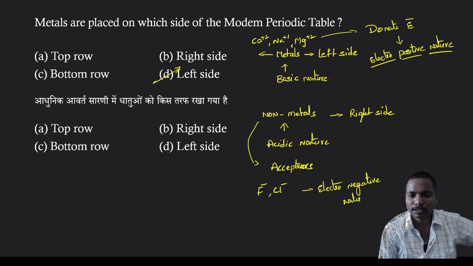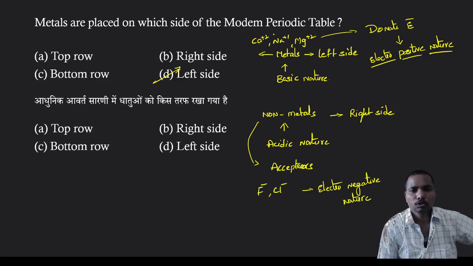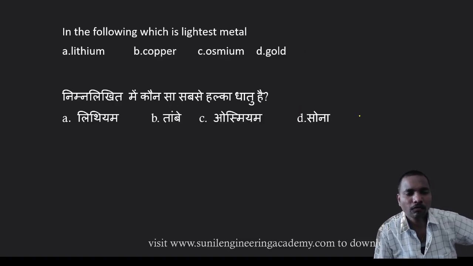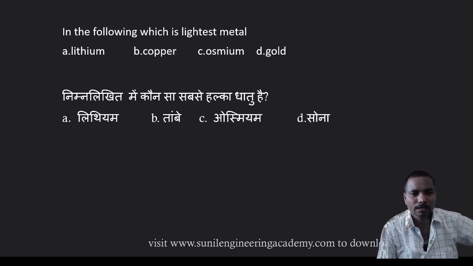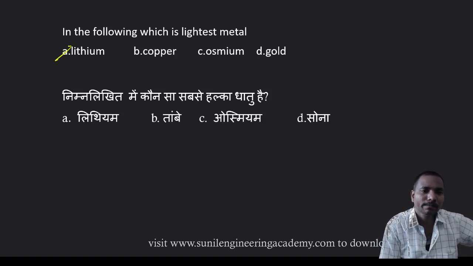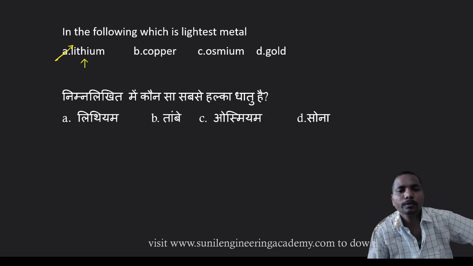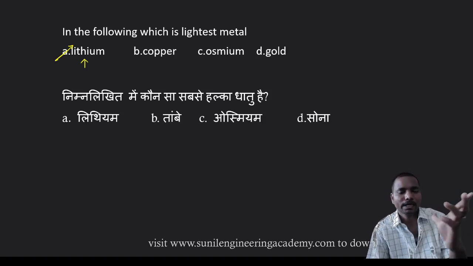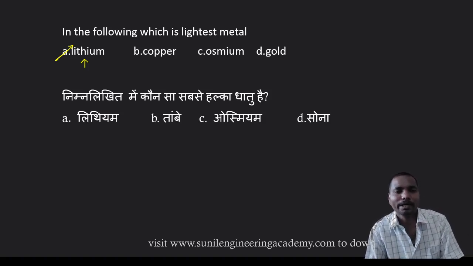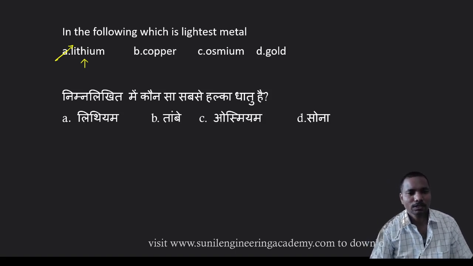Electronegative nature. Metals are on the left side, non-metals are on the right side. In the following, which is the lightest metal? The lightest metal is lithium. Lithium is considered the lightest metal. It has very little weight, which is why lithium is used in portable batteries, mobile batteries, and laptop batteries. We are using lithium-ion batteries. So lithium is the lightest metal.